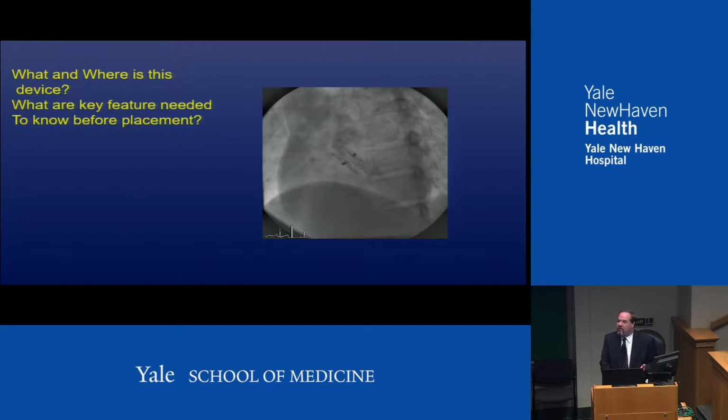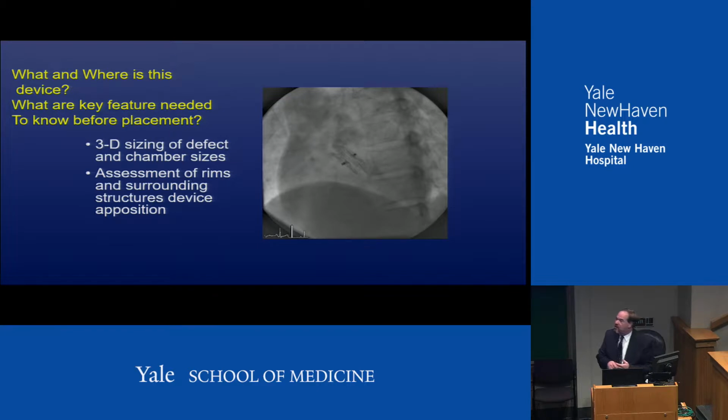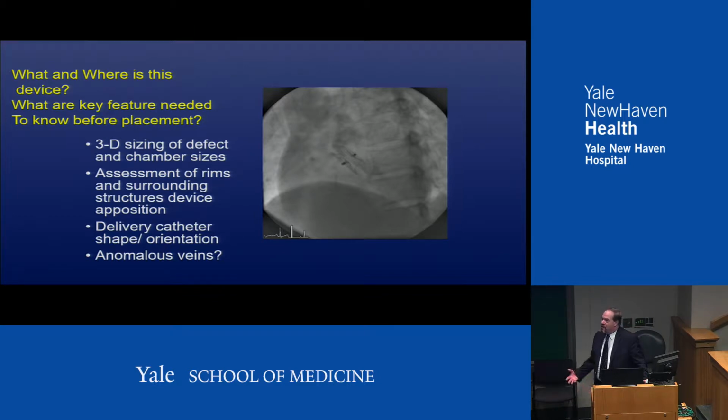So we need to know what kind of device it is, where it is. What are the key features before we put this in? Where is the placement? What are we going to do with it? What is the 3D sizing? What's the size of this defect? What are the chambers or structures adjacent to it that we need to think about? Are there appropriate rims or shapes that may make it a non-go? And then lastly, are there anomalous pulmonary veins, such that it doesn't make sense to do this procedure and it should have a surgical closure? So again, all these things need to be known, but aren't necessarily picked up from this fluoroscopic image. So we have to use other modalities, echo, CT, and other things. And I think that's the basis for where we want to go, and this is planning an ASD closure.